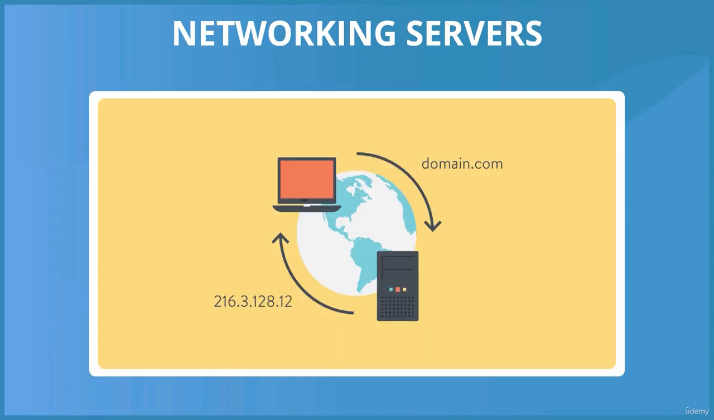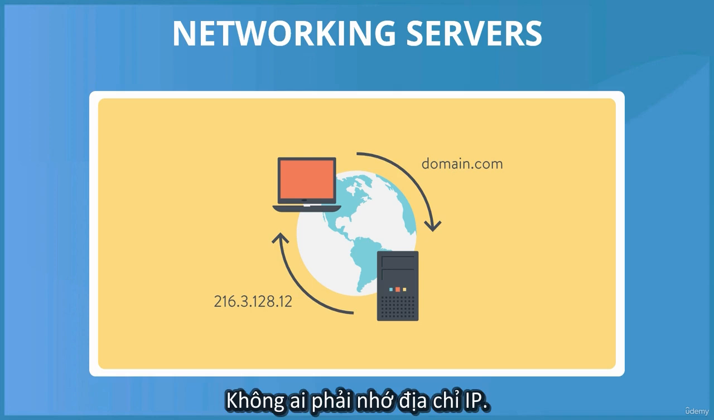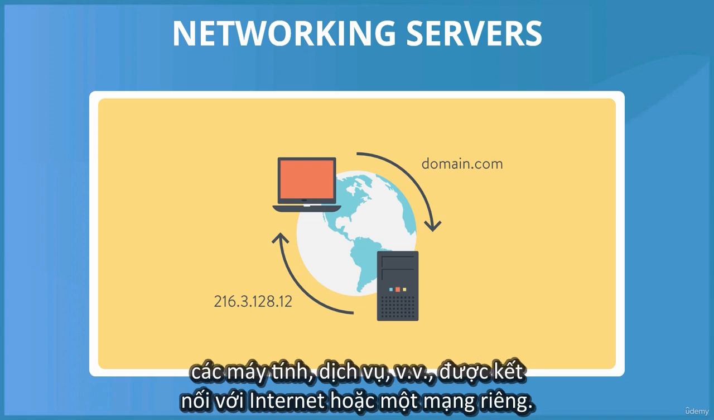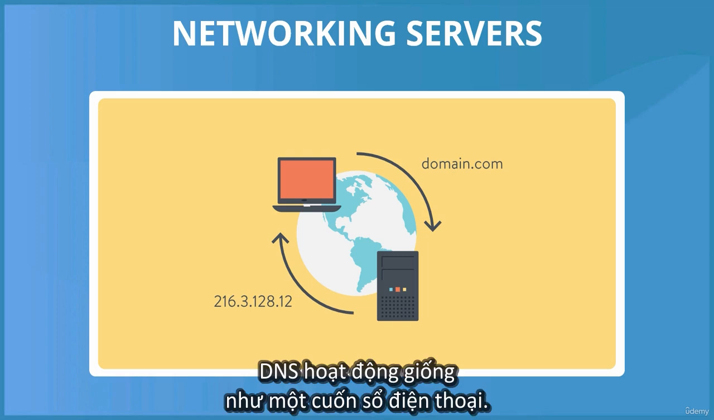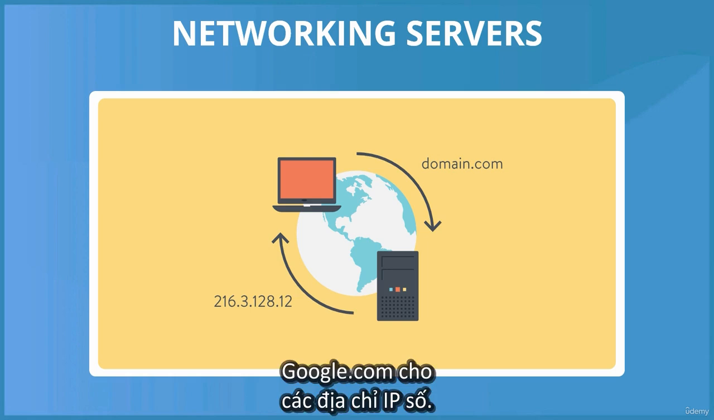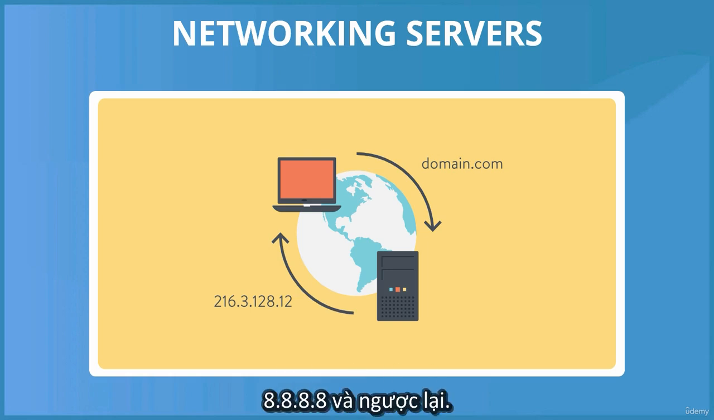Well, it's thanks to DNS, nobody has to remember IP addresses. The domain name system is a hierarchical and decentralized naming system for computers, services, etc., connected to the internet or a private network. DNS works a bit like a telephone book. It assigns domain names like www.google.com to numerical IP addresses, 8.8.8.8, and vice versa.